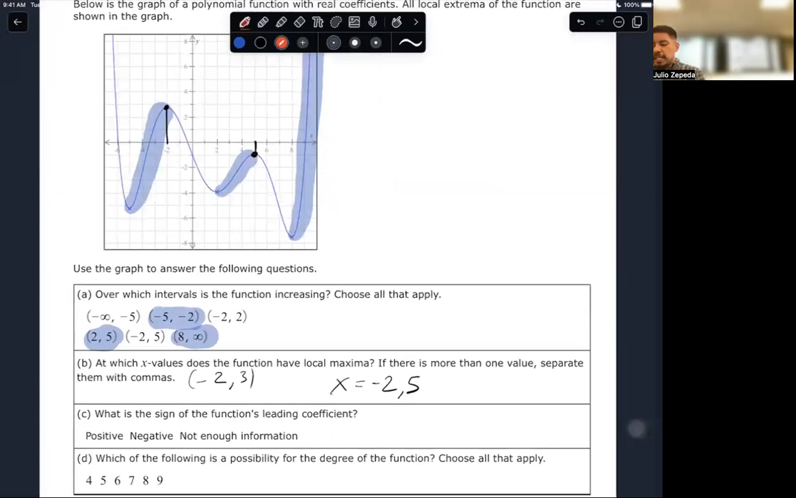What is the sign of the function's leading coefficient? Positive? How do you know that? Good, nice. The ends are pointing in the same direction. They're pointing up, so it's even degree. And they're pointing up, so that'd be positive.